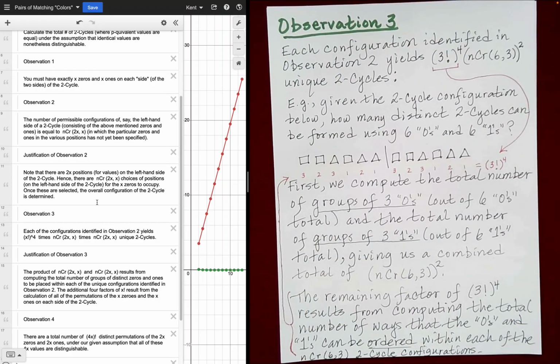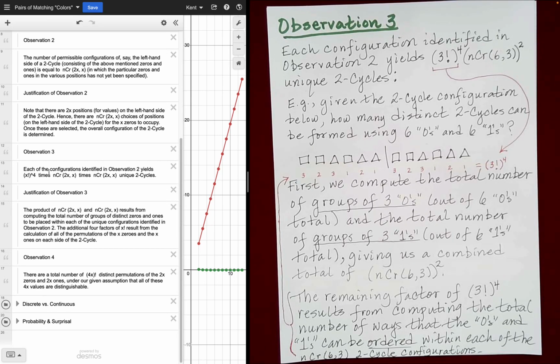Now, observation 3 is a bit more subtle, so let's take a look at that. Each of the configurations, each of the skeletal structures we've counted, which is the 6 choose 3 identified in observation 2, yields this number of unique 2 cycles. Wow. So it's x factorial raised to the 4th. Wow, how did we get that? Well, we'll show you. Times nCr 2x choose x, times nCr 2x choose x.